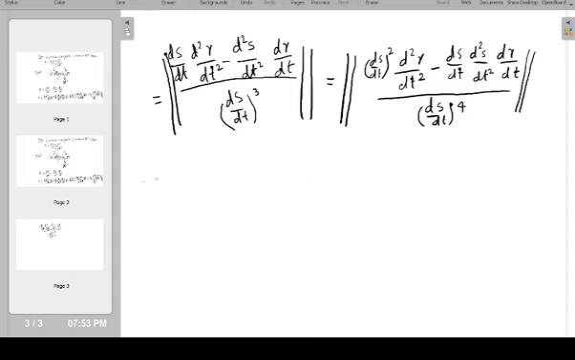Now s is the unit speed reparameterization. So ds by dt whole square is equal to the norm of gamma dot square. Why?